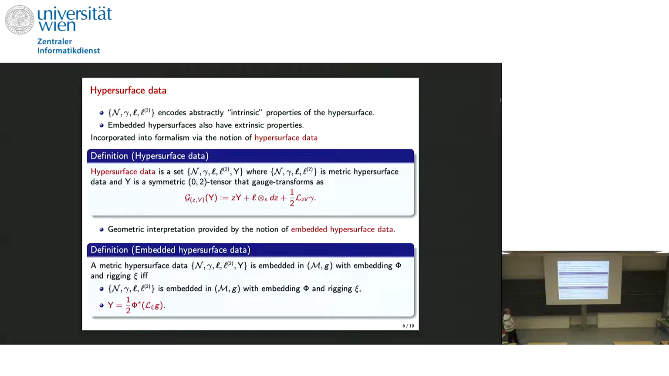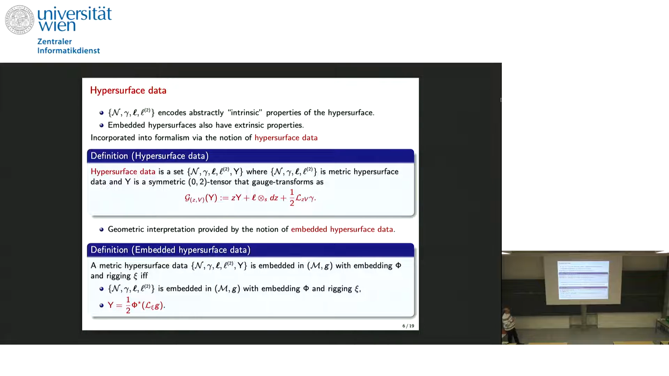And we will define hypersurface data as just a collection of objects where the first 4 objects define metric hypersurface data, and you add to it a symmetric 0 2 tensor Y. The only thing that we will require for this object is that it satisfies a certain gauge transformation. So its gauge behavior is prescribed to be like that. And then one can give a simple geometric interpretation to this Y in the embedded case as follows.